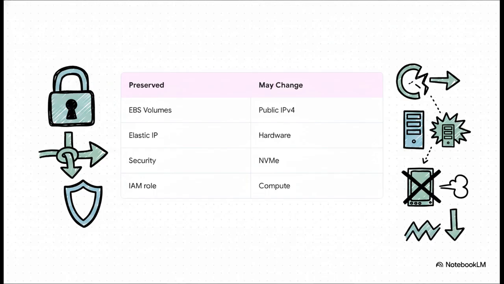But on the ephemeral side, like we warned about earlier, a standard public IPv4 address is going to change. The underlying physical host hardware sitting in the AWS data center changes. Any temporary data on available instance store NVMe volumes is completely wiped clean. And of course, your compute resources, like your CPU, your RAM, your network baseline, those all change to match whatever new type you just selected.